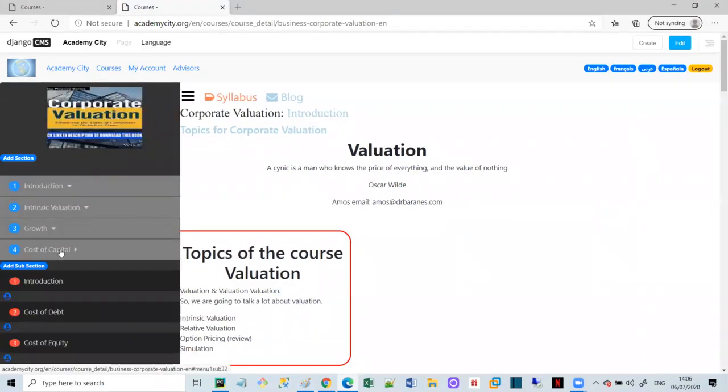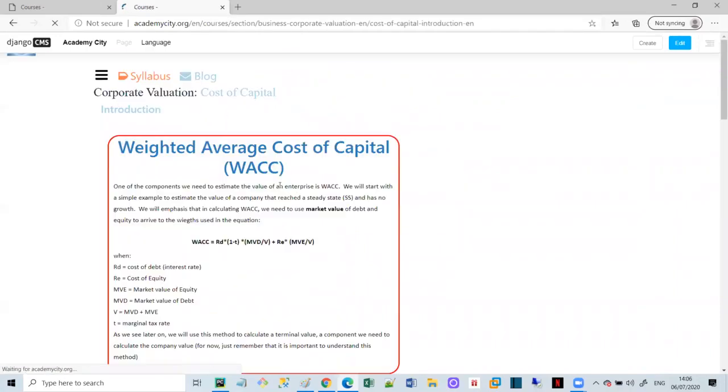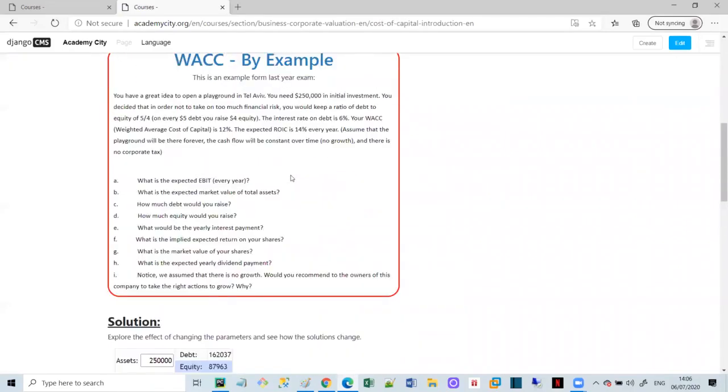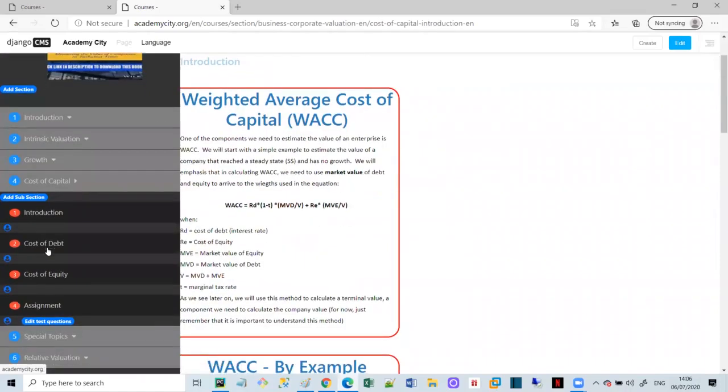I think it should be here. Let's see, I think it might be even here. No, it should be down. But I think it should be here. Maybe the last one. Let me see.